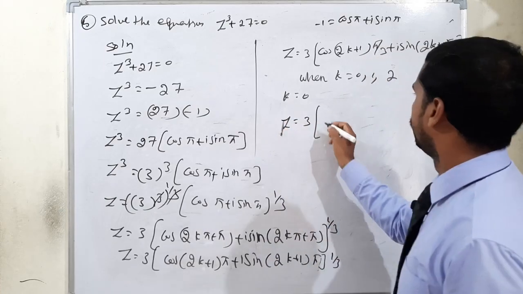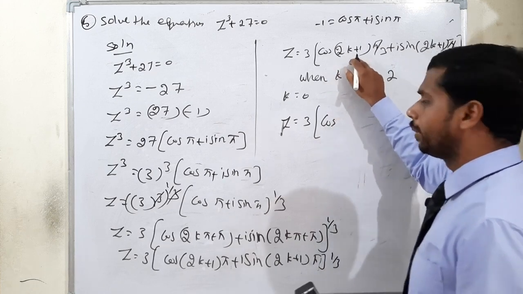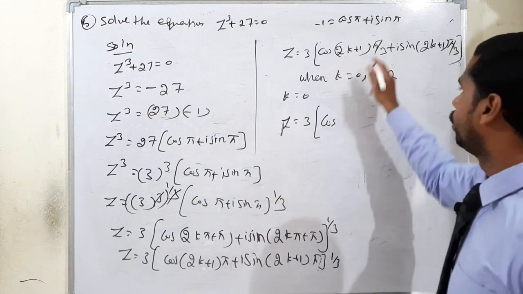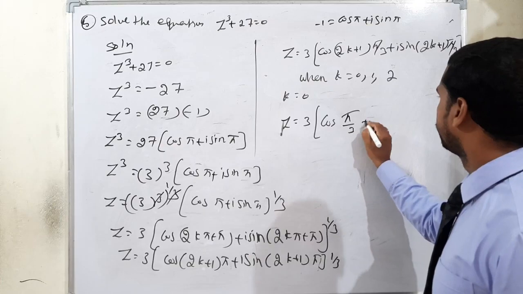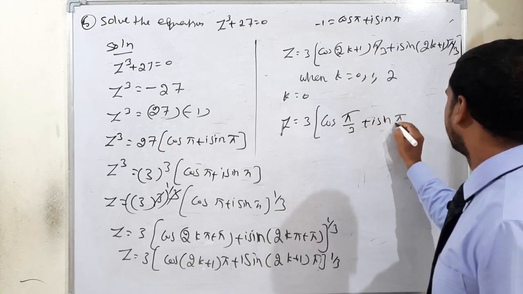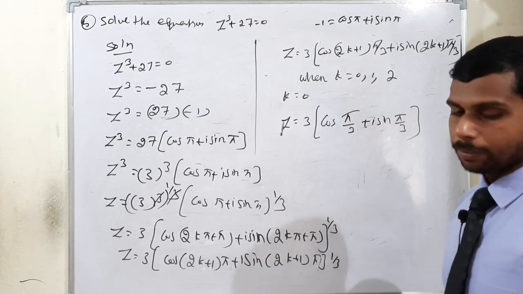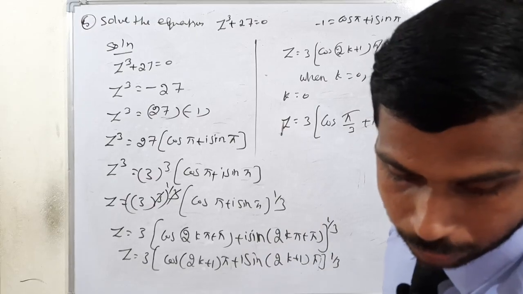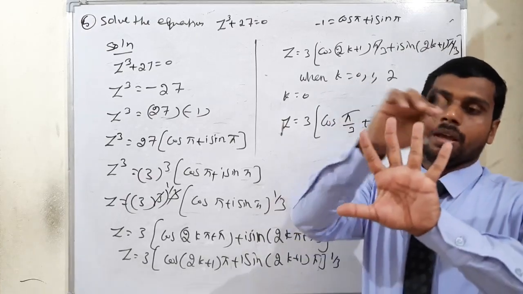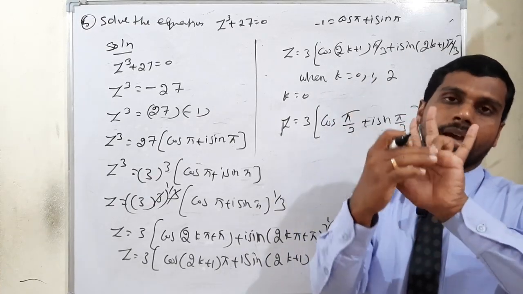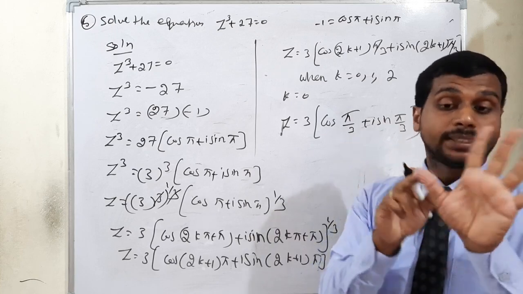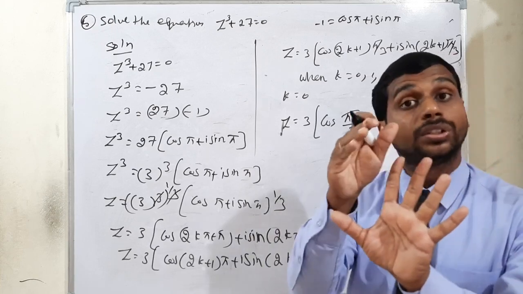3 common. Then cos 2 into 0 means 0. 0 plus 1 is equal to 1. 1 into pi by 3 means cos pi by 3 plus i sin pi by 3. So cos pi by 3 means the value will be 60. Cos 60, we check the little side, the value will be 1 by 2. Sin 60, we check the thumb side, the value will be root 3 by 2.